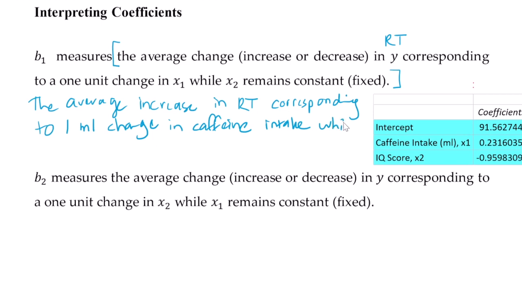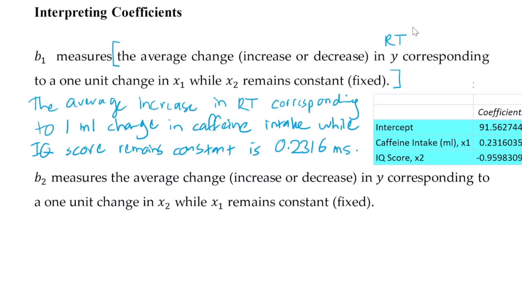while X2, the IQ score, remains constant, is 0.2316 milliseconds, because the reaction time unit is in milliseconds.